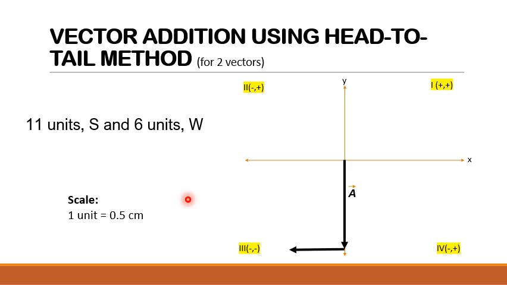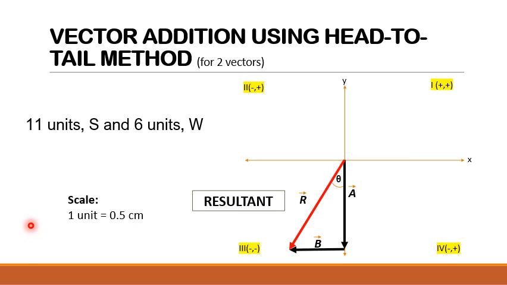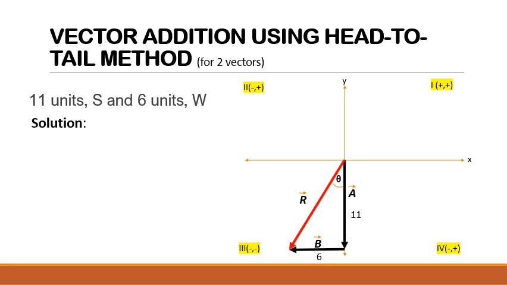Now, what arrow represents the sum of these vectors? This is actually the red arrow. It represents the sum of the two vectors, and we call that the resultant vector. The resultant vector forms an angle from the origin. Using the Pythagorean theorem, we can calculate the resultant by getting the square root of the sum of the squares of the sides.